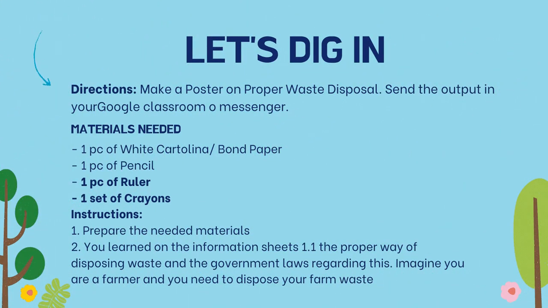Let's dig in. Make a poster on proper waste disposal. Send the output in your Google Classroom or Messenger. These are the materials needed: one piece of white cartolina or bond paper, one pencil, one ruler, and one set of crayons. Instructions: Number 1, prepare the needed materials. Number 2, you learn the information sheet 1.1, the proper way of disposing waste, and the government laws regarding this. Imagine you are a farmer and you need to dispose of your farm waste.